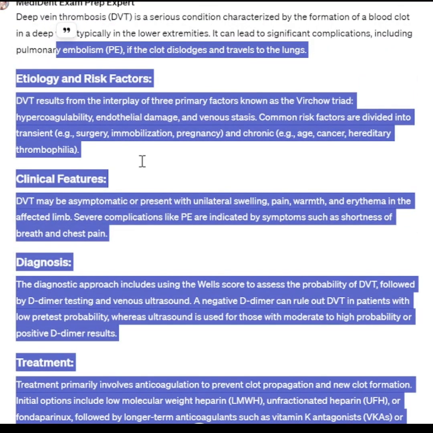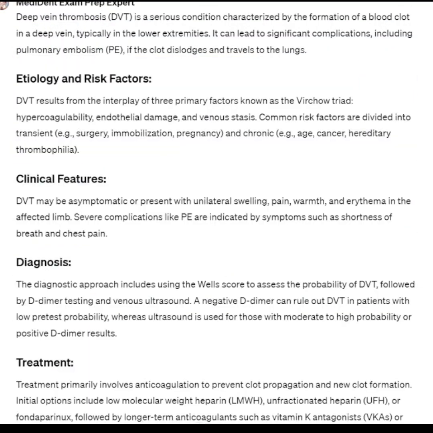Deep vein thrombosis, DVT, is a serious condition characterized by the formation of a blood clot in a deep vein, typically in the lower extremities. It can lead to significant complications, including pulmonary embolism, PE, if the clot dislodges and travels to the lungs.